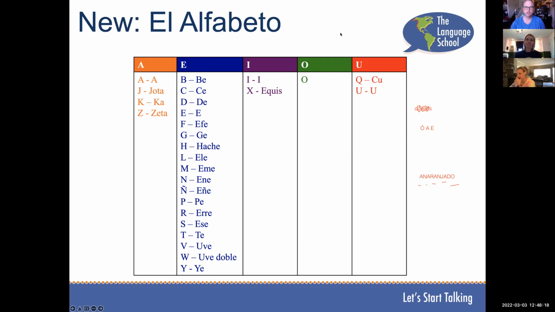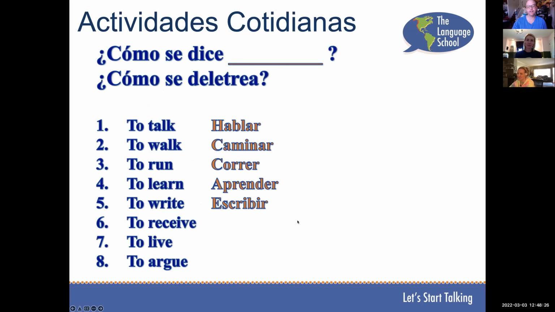Was that helpful? Yes. So if we come back over here to this activity, can you try and spell to write again? Escribir. Muy bien. So now, Margaret to Kaylee: ¿Cómo se dice to receive? Recibir.